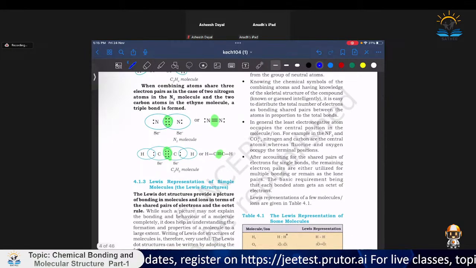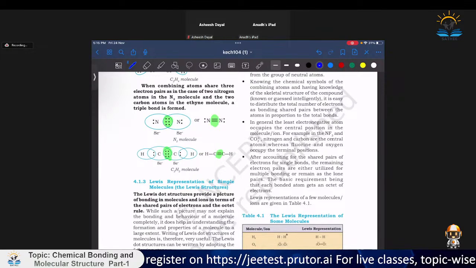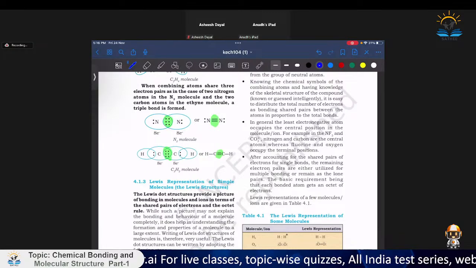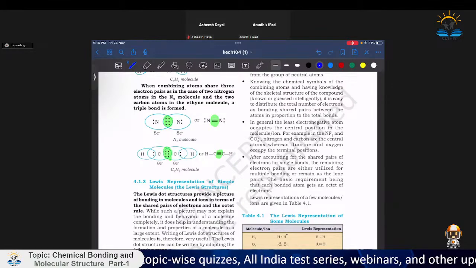Let's move forward to the next rule. In general, the least electronegative atom occupies the central position. The least electronegative atom is your central atom, except for a few compounds like H2O and H3O plus, in which the central atom is more electronegative than the peripheral ones.